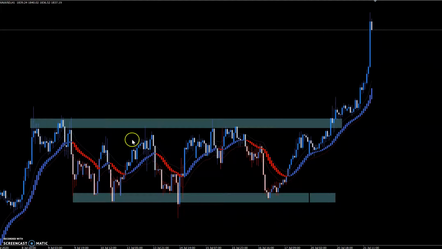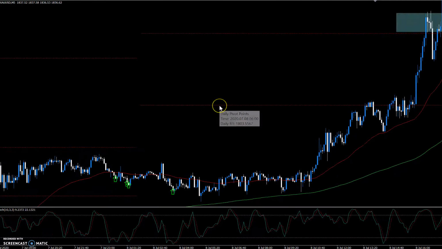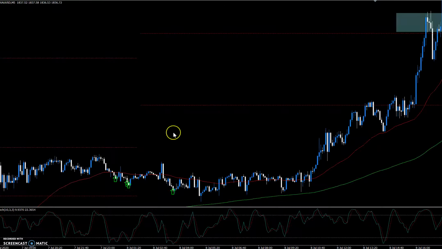After establishing the trend and your major areas of support and resistance, we'd then drop down to the 5 minute time frame. So on the 5 minute time frame, we have the daily pivot points, and we also have the Elder algorithm. The daily pivot points is just a form of support and resistance, and the Elder algorithm is just going to help us with our entries. These are both custom indicators that are available to download from the website now through the link in the description.